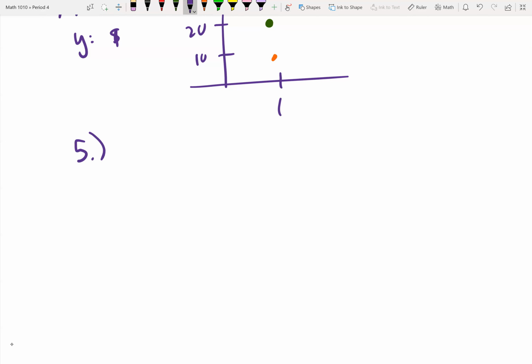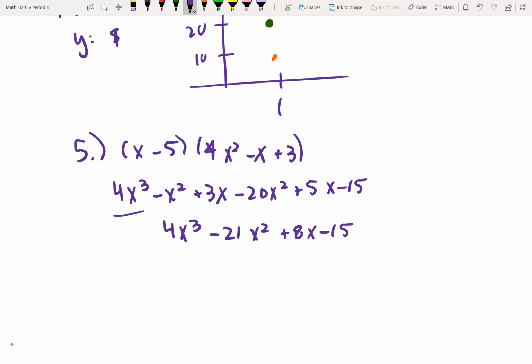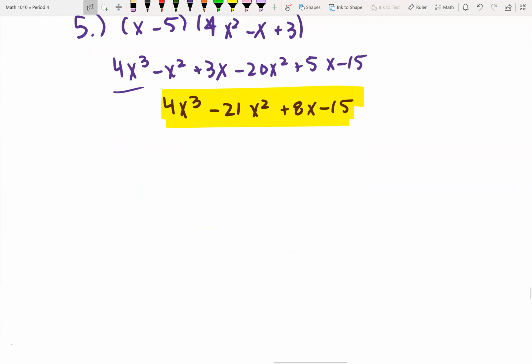Okay, question 5, multiply. So I cannot FOIL this, and that is because I have a binomial times a trinomial. So I'm going to take that x and distribute it, and I get 4x to the third minus x to the second plus 3x. Distribute the negative 5, and I get negative 20x to the second plus 5x minus 15. And then I clean it up, so that's 4x to the third minus 21x to the second plus 8x minus 15. When you do this midterm, you guys, and you get your answers, please box or highlight your final answer so it's very clear what you're trying to say.